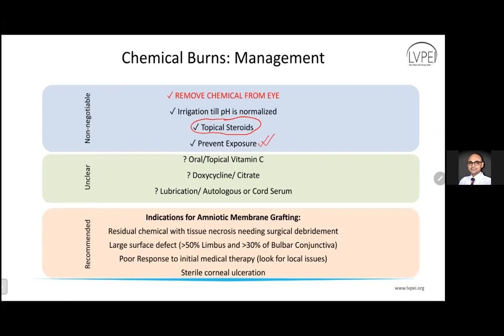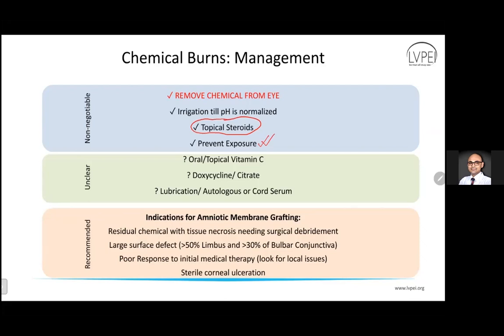But if it's a child who would need examination under anesthesia anyway, this is the indication that you will use for doing an amniotic membrane grafting. So if the child is not cooperative, and you're not sure how much chemical damage there is, and you're going to take the child under anesthesia to see the amount of damage on the ocular surface, then instead of posting the child for EUA in the minor OR, you might as well post the child in the main OR with a plan of amniotic membrane grafting and tarsorrhaphy based on what you see in the OR.